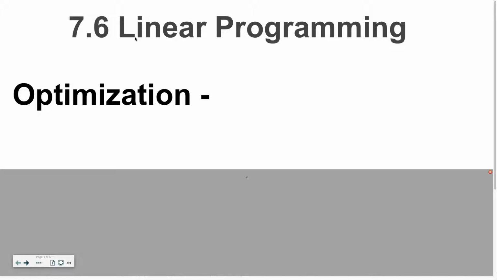called optimization. And when we want to optimize something, we want to make it the best, right? So if we're trying to optimize our profit, what are we trying to do? We want to make the most money. If we want to optimize our cost of materials, we would want to make it low, right? So we're going to be talking about maximum and minimum, okay?